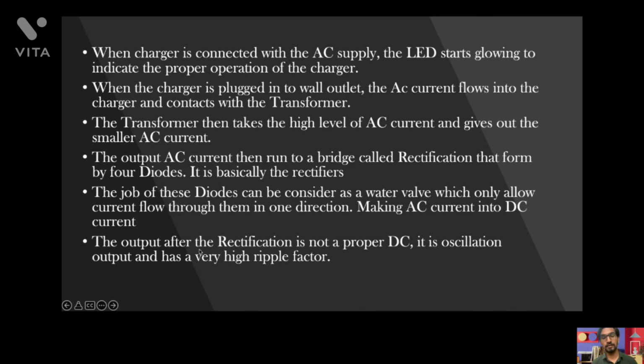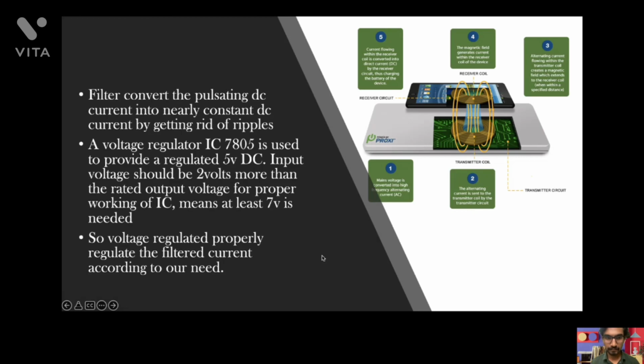The output after the rectification is not a proper DC; it is an oscillating output and has a very high ripple factor. Filters convert the pulsating DC current into nearly constant DC current by getting rid of ripples. A voltage regulator IC 7805 is used to provide regulated 5 V DC current. So the voltage regulator regulates the properly filtered current according to our need.